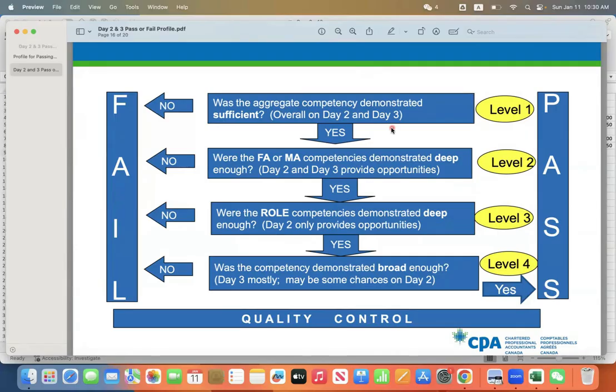Competent with distinction is like extraordinary, but I don't want you to target that because it's going to waste lots of time on certain AOs. Okay, so level 1 is sufficiency. It means you will have to get enough C and RC. C is better than RC, but you have to get enough.